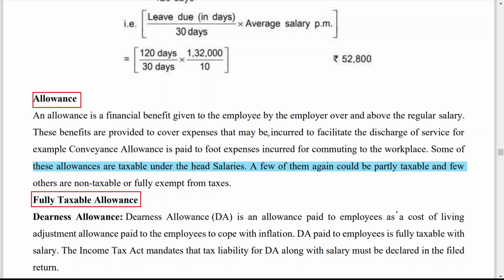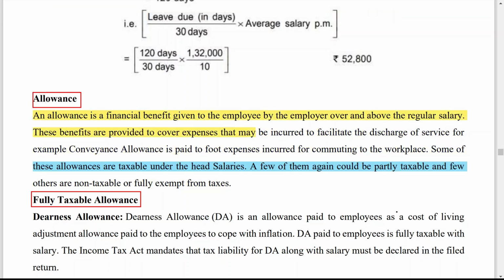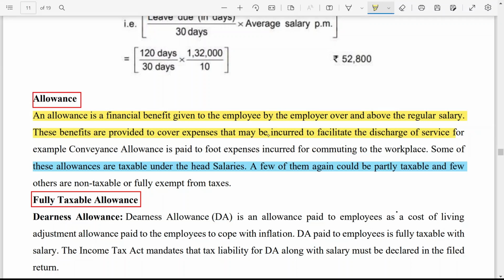An allowance is a financial benefit given to an employee by the employer over and above the regular salary. So over and above the regular salary, if an employee is receiving something from the employer, then it is called an allowance. Here, financial benefit means monetary benefit. If an employee receives some monetary benefits from the employer, then you can say that it is an allowance.